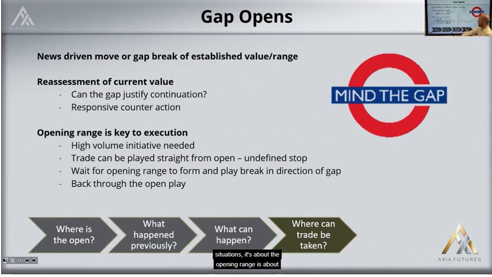So in certain situations, it's about the opening range. It's about understanding whether that first move is then going to allow for a further continuation, or whether that first move is the continuation, and that is all. You want to see high volume. If you don't get high volume, you have immediately a situation where you can doubt the gap.